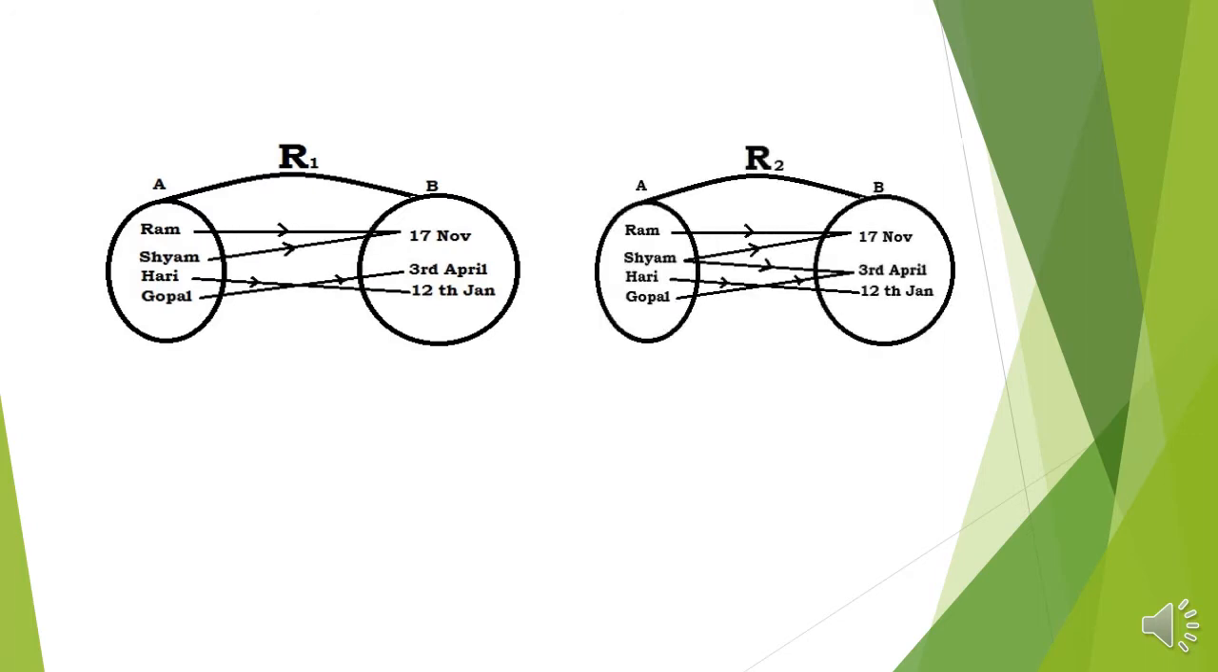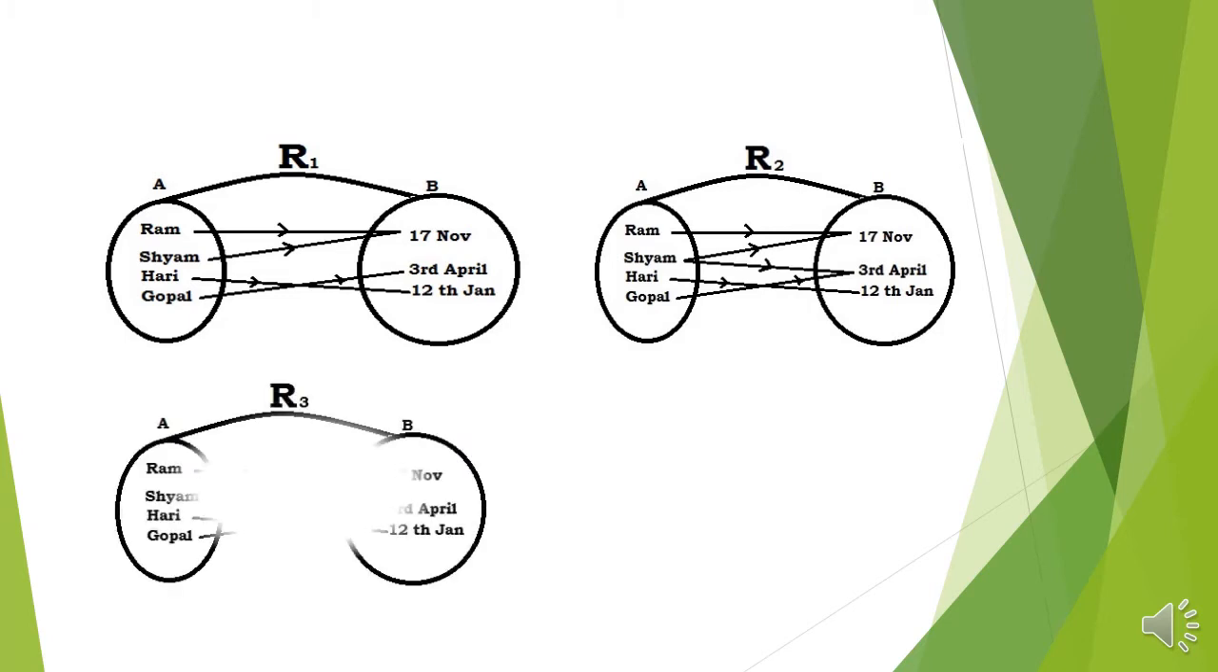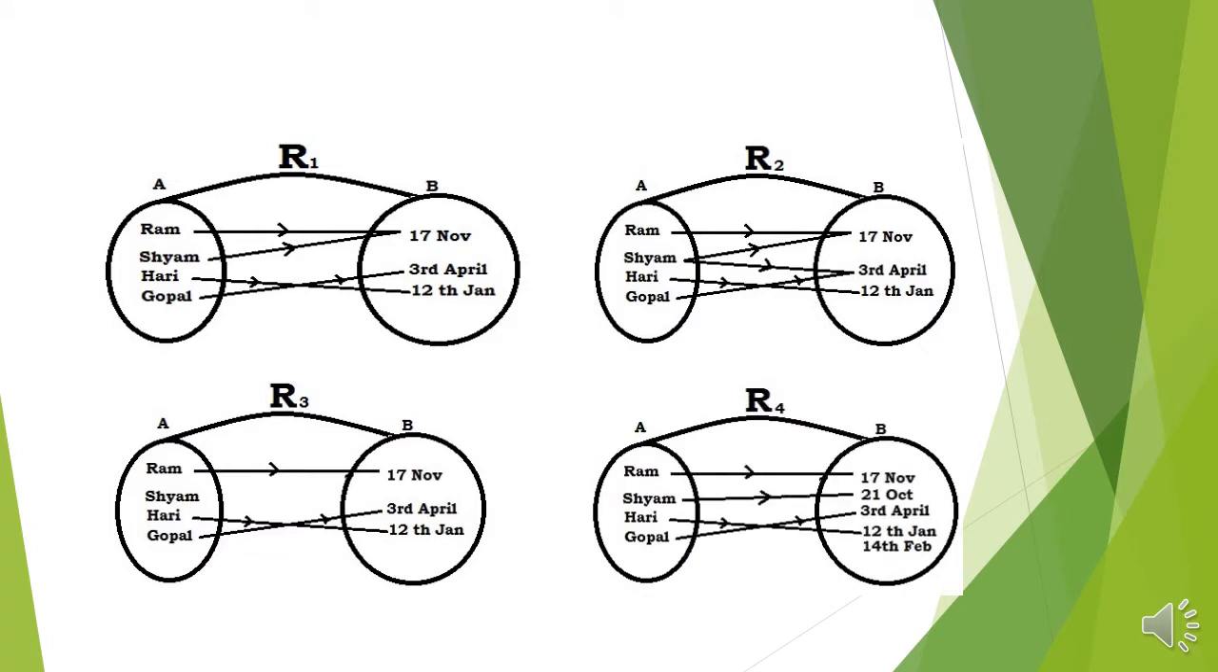We knew that, to understand function in detail, we will examine the given four mappings, which you can see right here. There is R1, a relation expressed in the form of a mapping diagram, R2, and you can see R3 and R4. These are the four relations. In all mapping diagrams, you can see set A: Ram, Sam, Hari, Gopal. Set A is the names of persons, and set B is the date of birth: 17 November, 3rd April, and January 4. And all are relations, no doubt about it.